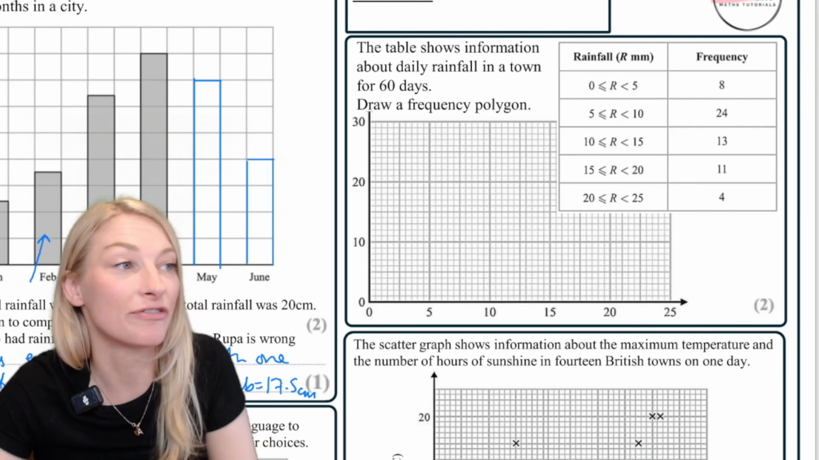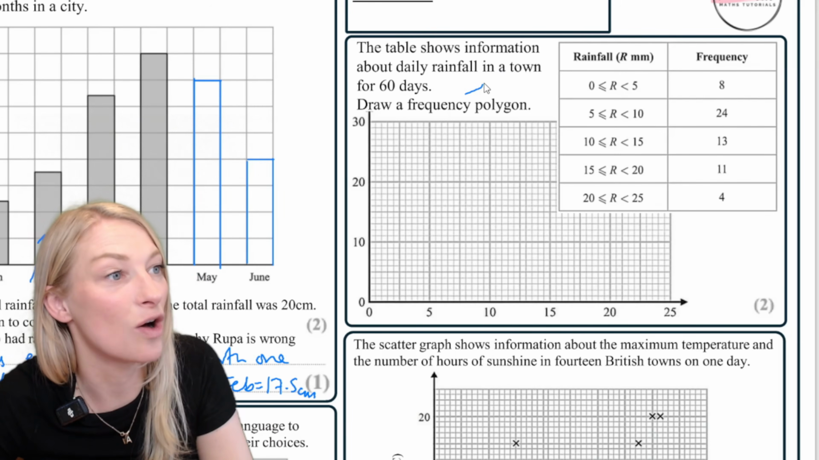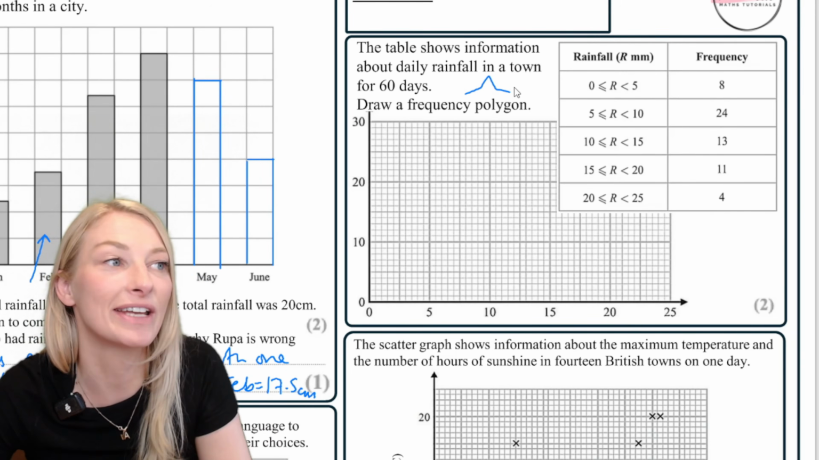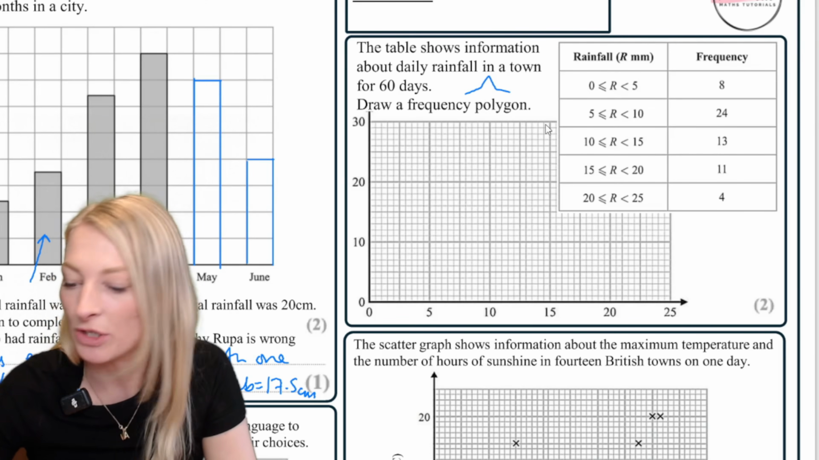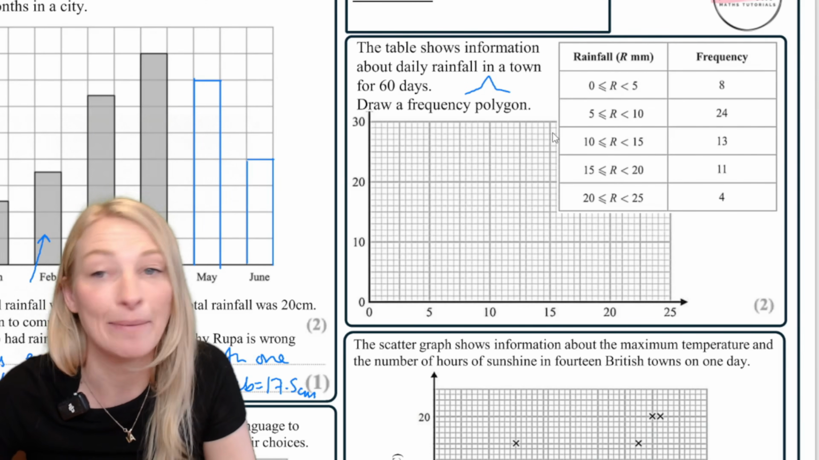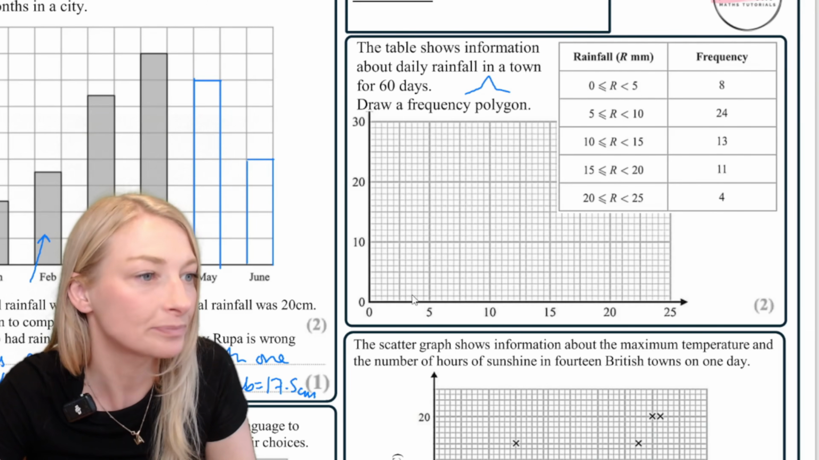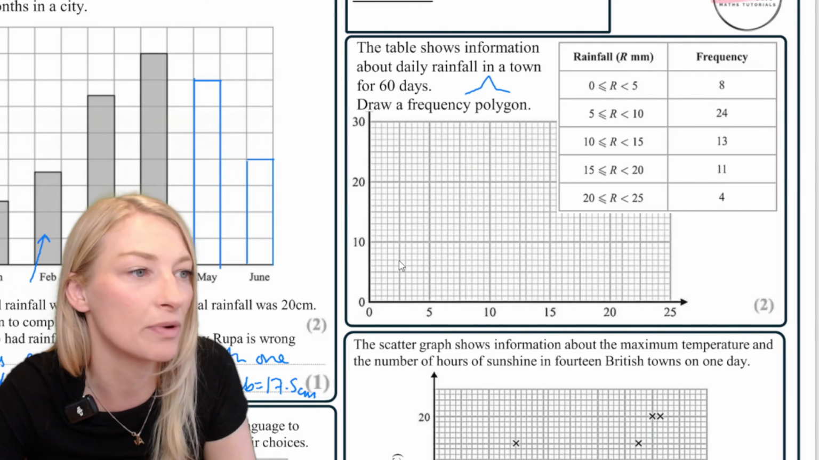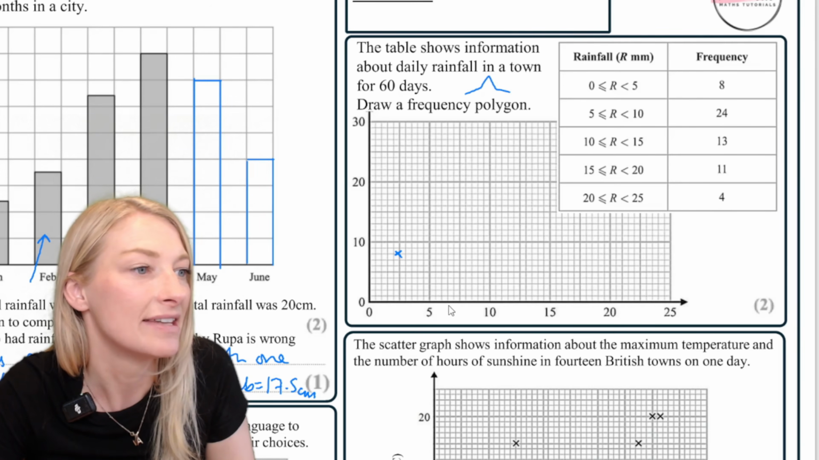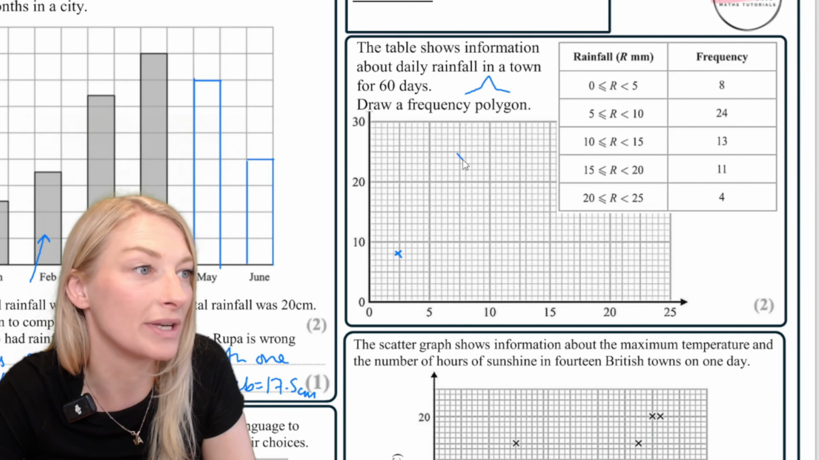Moving over to our frequency polygon, this is our Polly the shark here. So we're looking for a kind of shark fin shape. We're doing a dot to dot with all the points, and Polly the shark lives in the middle of the ocean. So we're going in the middle of the category. Between 0 and 5, we're going 2.5 up to 8. Then between 5 and 10, we're going up to 24.